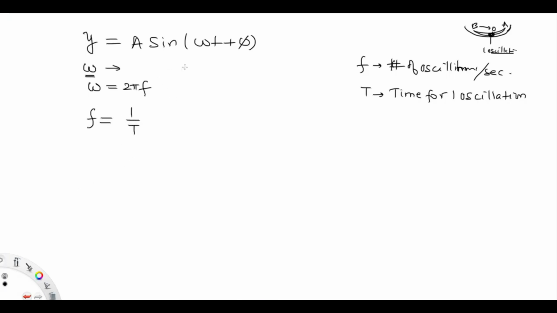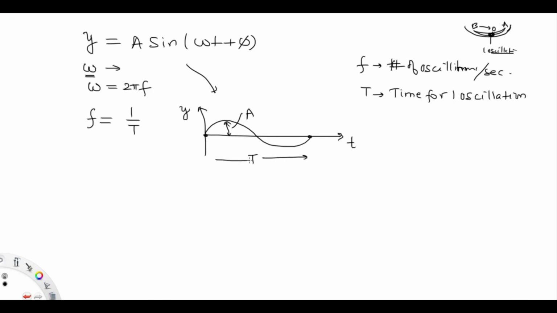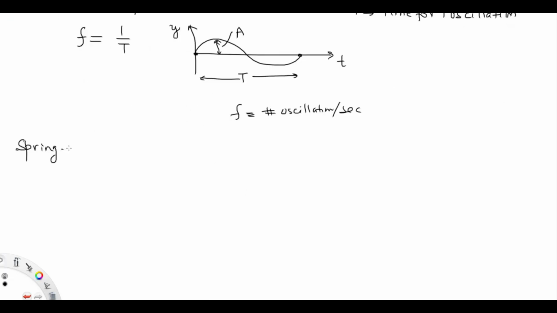This equation is basically a sine equation. That's the displacement from the equilibrium, and this is time. This distance is the amplitude, and the time to make one complete oscillation, starting from here to here, is the time period. And frequency is how many such complete cycles are made in 1 second, the number of oscillations per second.